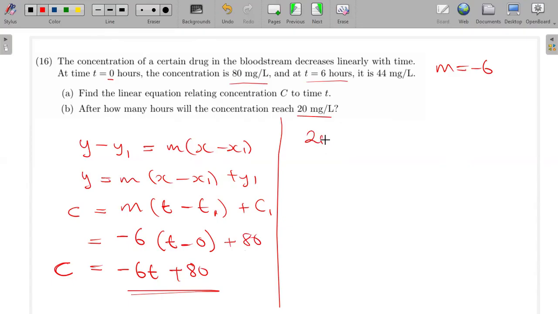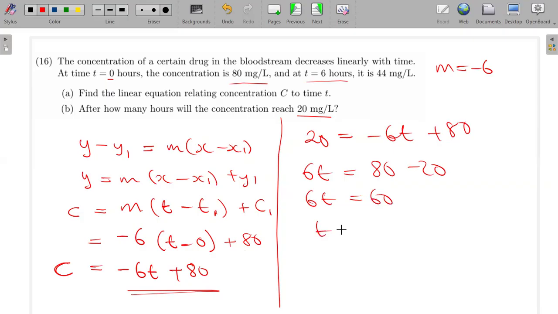So I replace C with 20 here, then I have negative 6t plus 80. If I bring my 6t to the other side, it becomes positive 6t, and 80 minus 20 gives me 60. So 60 divided by 6, I get t equals 10. So after 10 hours.